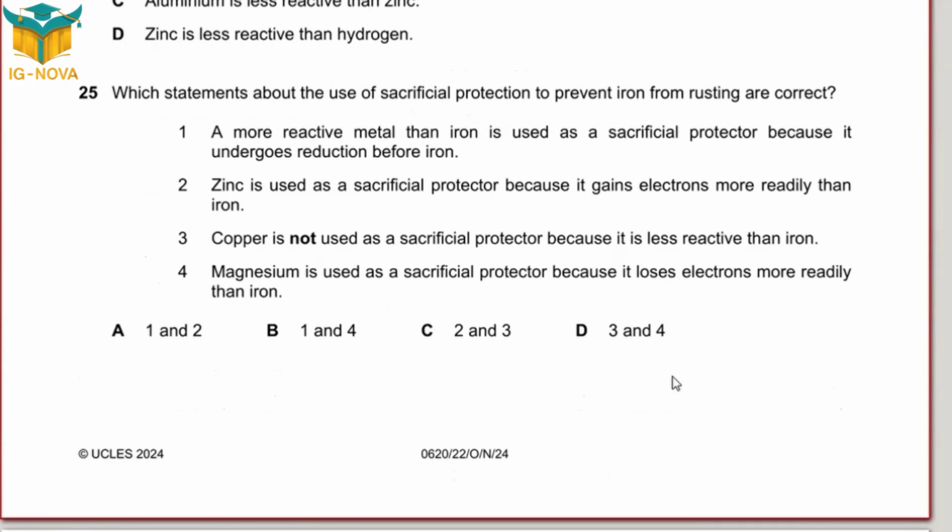Sacrificial protection: we use one metal which is more reactive and favors formation of positive ions, or is easily oxidized. Again, we use a more reactive metal, correct. Because it undergoes reduction before iron, no, oxidation, wrong, and loses electrons easier than iron. Let me cancel out wrong options. Zinc is used in sacrificial protection because it gains electrons and loses electrons.